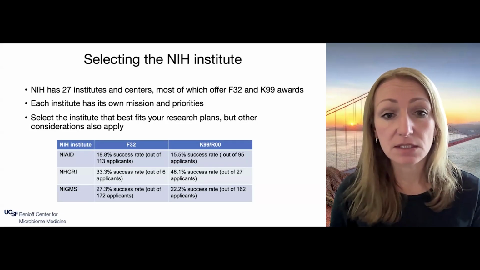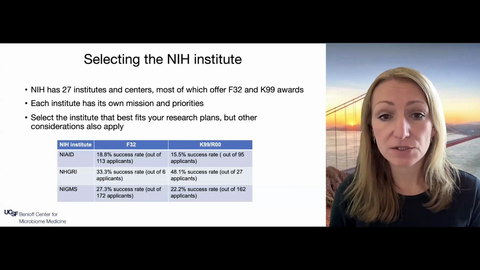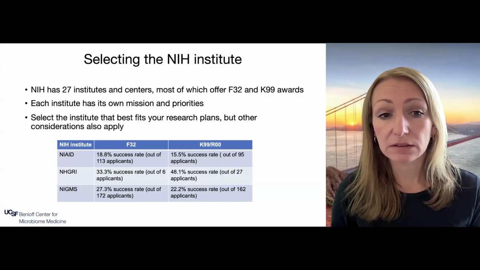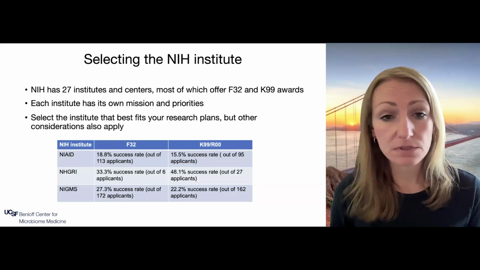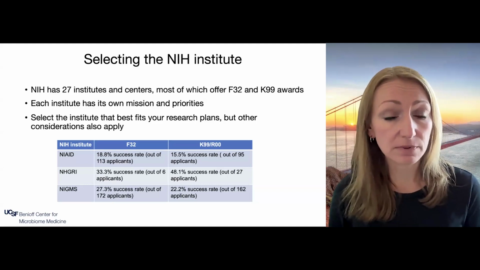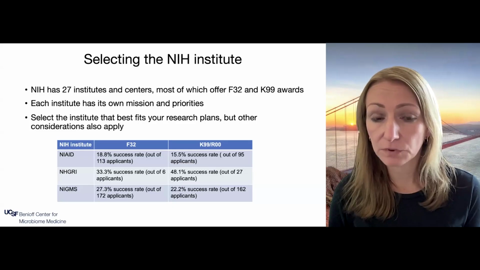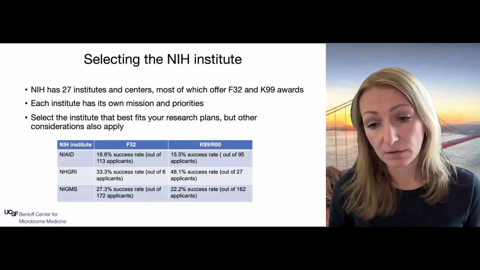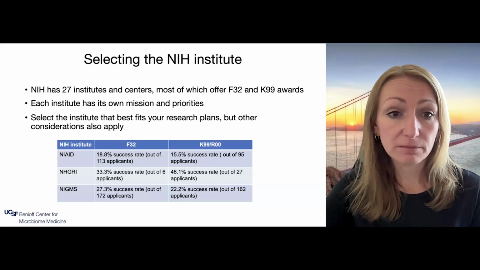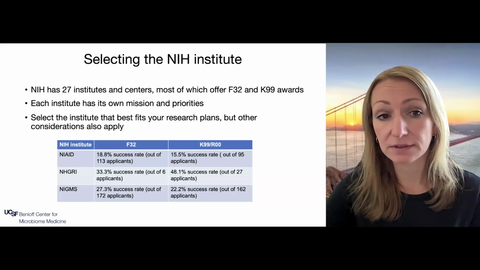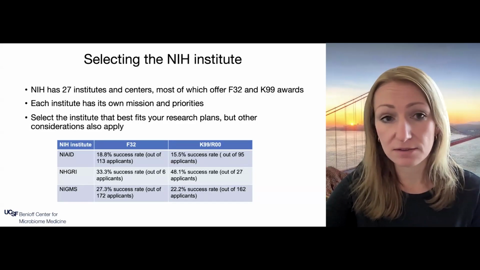And here in this table, you can see the latest success rates and the number of applications submitted for F32 and the K99 awards. You can tell in this table that for every different institute, the numbers vary, and also the number of applicants varies. And that could also be a considering factor when you're looking at where to apply. It's a consideration, but after all, how your research tailors to the mission and priorities of the research institute takes precedence.